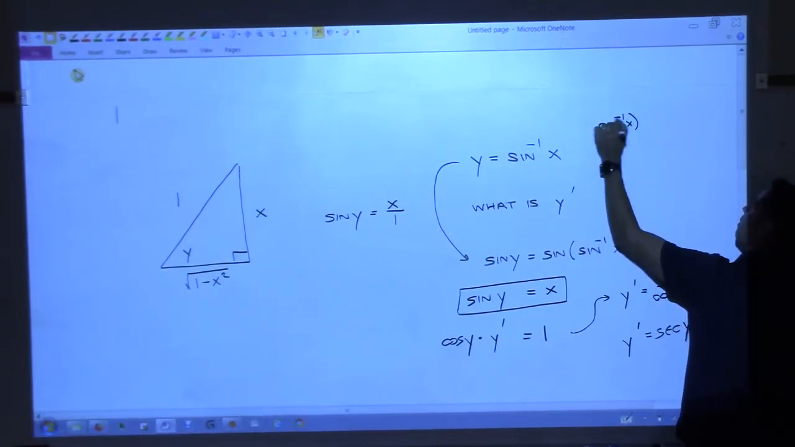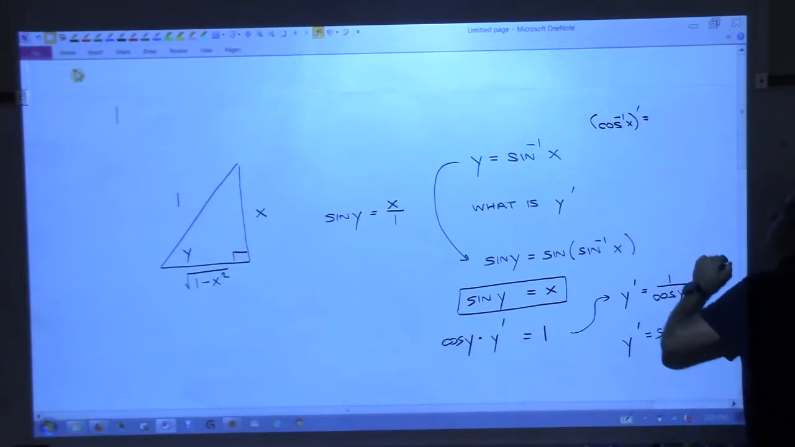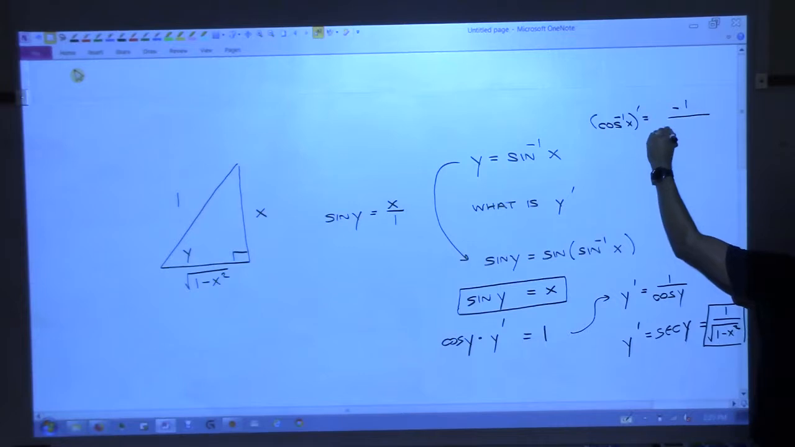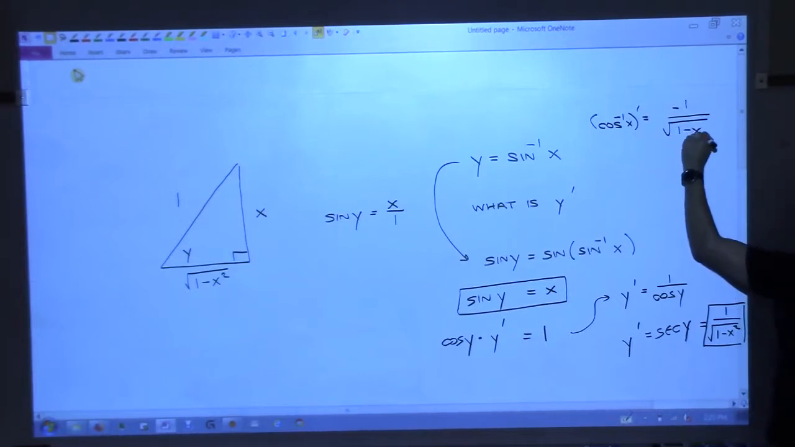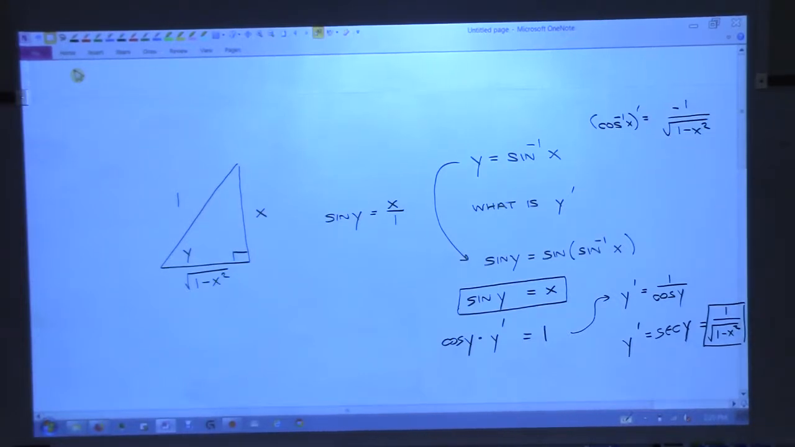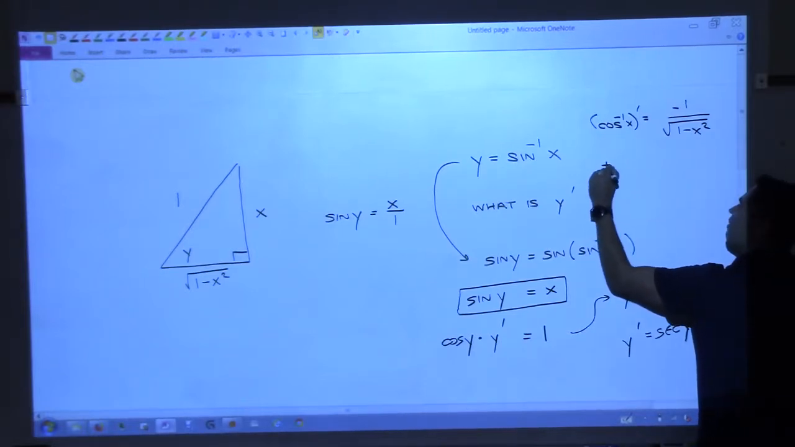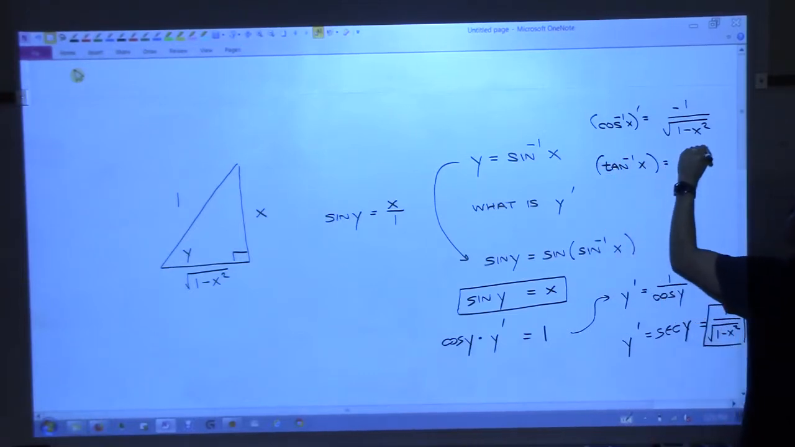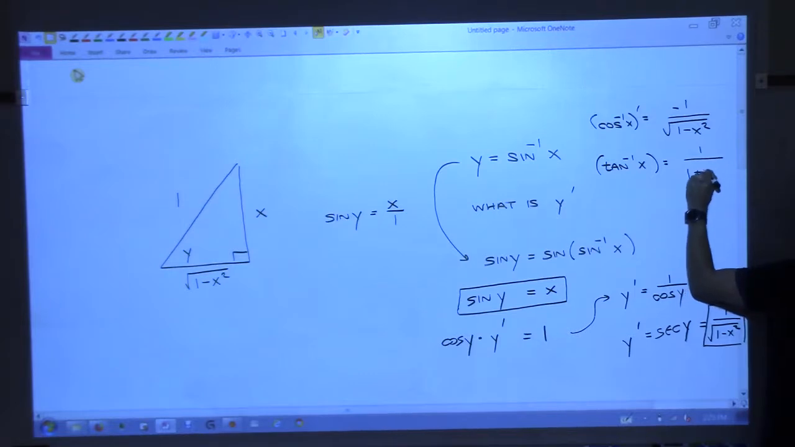The derivative of arc cosine of x, anyone know what that is? Negative 1 over square root 1 minus x squared. So it's almost this, right? Just with a negative. And then what is the derivative of arctangent? This one is 1 over 1 plus x squared.